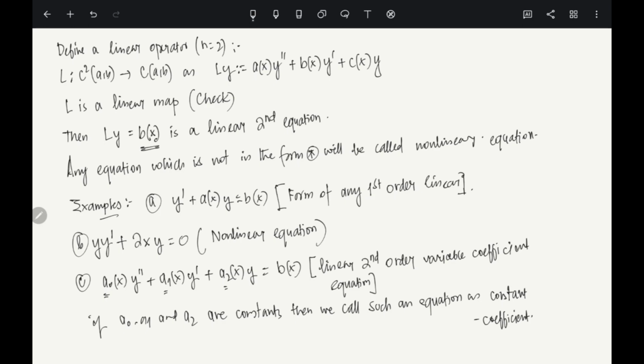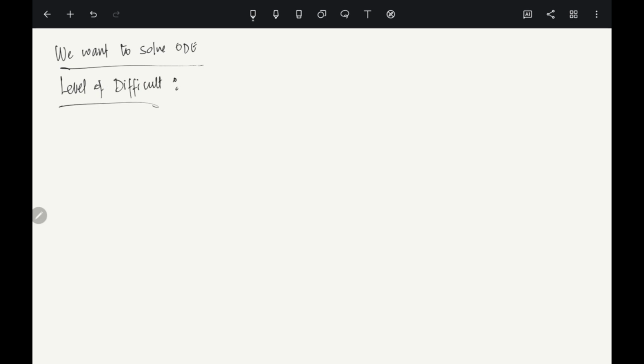So first of all, what is the degree of difficulty of solvability? So the question is this: we want to solve ODEs, right? Let's understand the difficulties, the level of difficulty. That will actually clear up how to study this. See, first of all, linear equations are easy. Linear equations and non-linear equations, right? Non-linear equations.